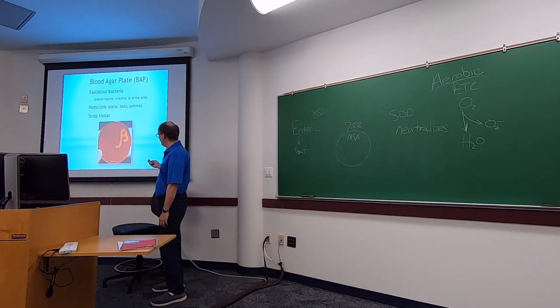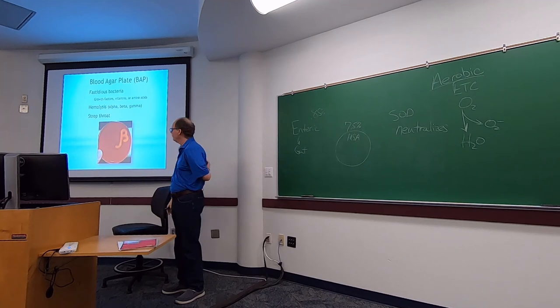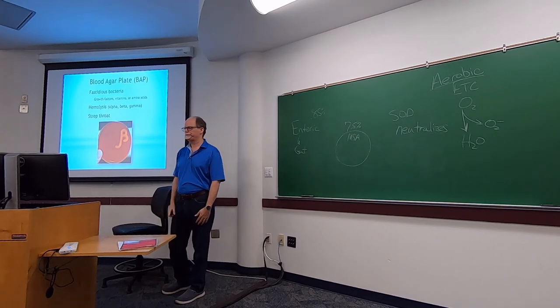You can even see, this B here, the beta, you can see the other side of the plate, you can see through the plate. You can't really see it too well in that picture. But you get a clear zone. There's actually an alpha sign, and you can barely make it out on this projector. And there's a gamma sign too. So there's three types of hemolysis that bacteria produce, right? So there's three different bacteria. There's one that's making alpha hemolysis, there's one that generated beta hemolysis, and then there's the third one that made gamma hemolysis.